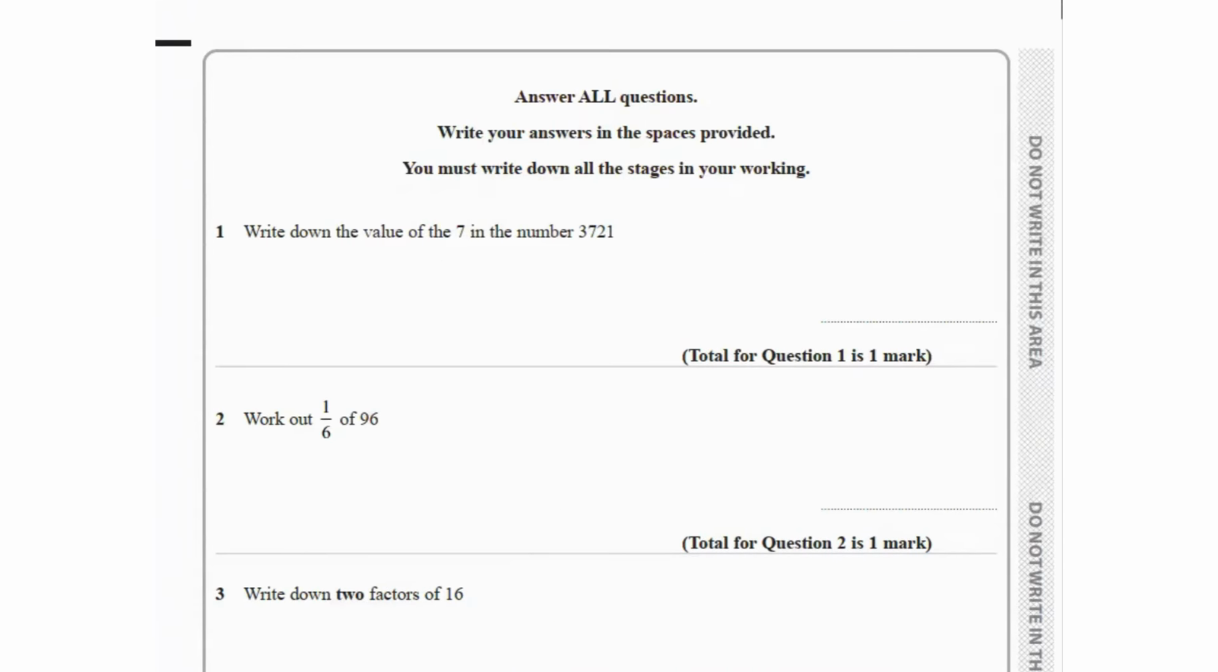It says write down the value of the 7 in the number 3721. So 7 is in the hundreds place, so it's 700. Work out 1/6 of 96. Of means times. So we do 1/6 times 96, which is equal to 16.